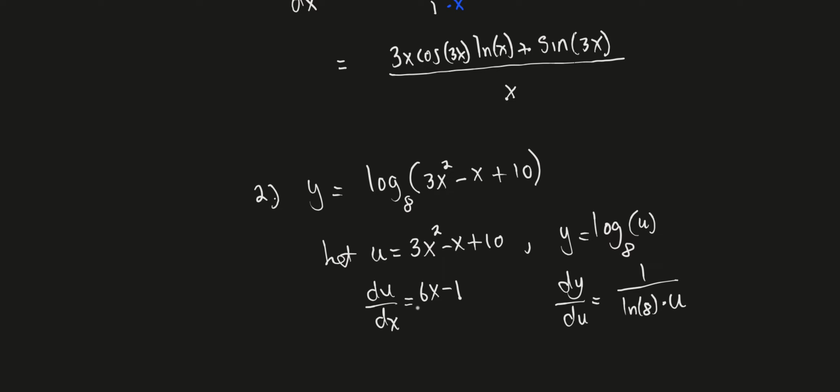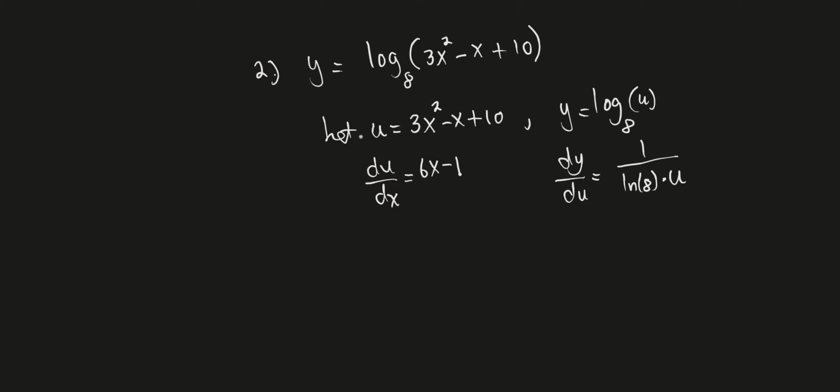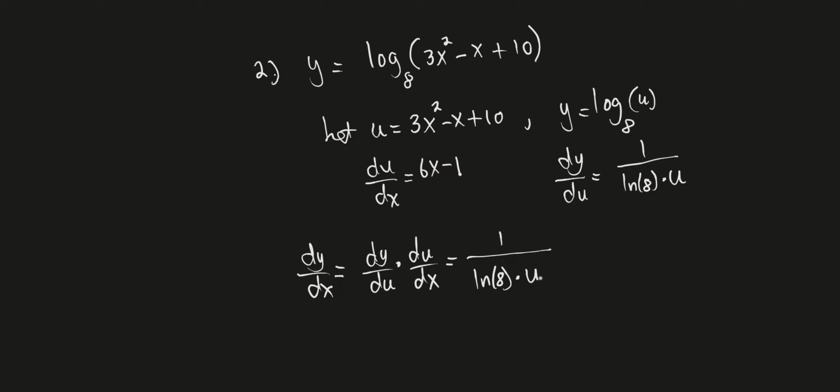So if I now apply the chain rule and say, well, if I want to find the derivative of this function with respect to x, I'm going to multiply these two derivatives. So therefore, dy dx is equal to dy du times du dx. Right? Now, dy du is this reciprocal. So it's 1 over the natural log of 8 times u. And then that's times the quantity 6x minus 1. Right? I'll put that over 1.